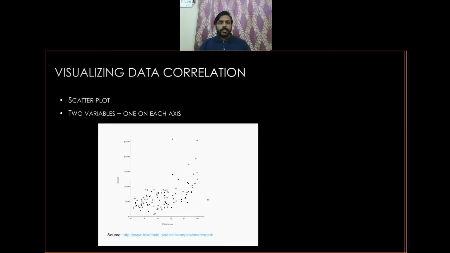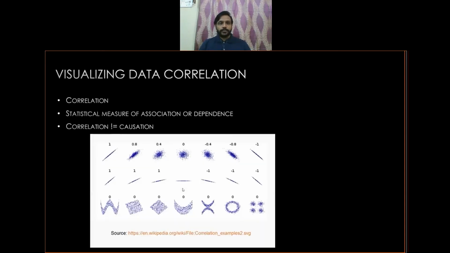And the second plot, which shows the similarity between the data and the relationship, is the scatter plot, which basically plots two variables, one on each axis. So here is a sample example of a scatter plot of income and education. Basically, each data point shows a person with a particular education length in years and what their income is. The scatter plot shows what is called correlation.